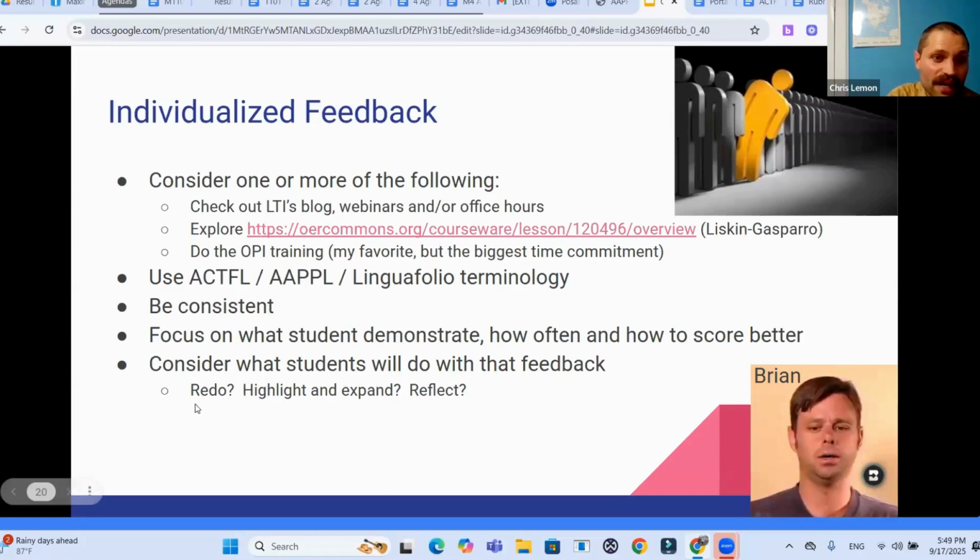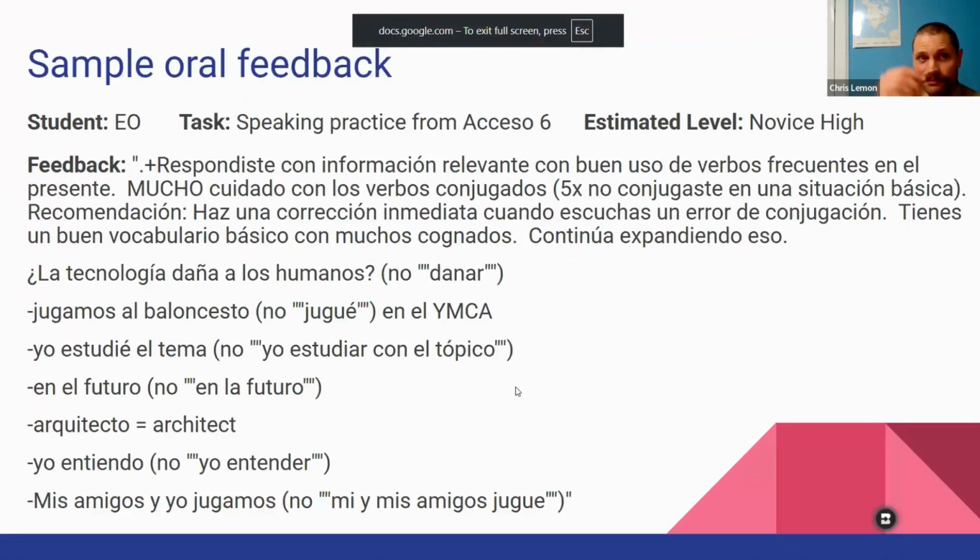Are you going to have them, if it's a writing or a speaking, for instance, redo it? Are you going to have them maybe highlight certain things that they noticed, like maybe ask them to highlight the verbs that they used? Or are you going to ask them to expand what they wrote by 50% or by 50 words or whatever it might be? Are you going to ask them to reflect? What are you going to have them do with that feedback?